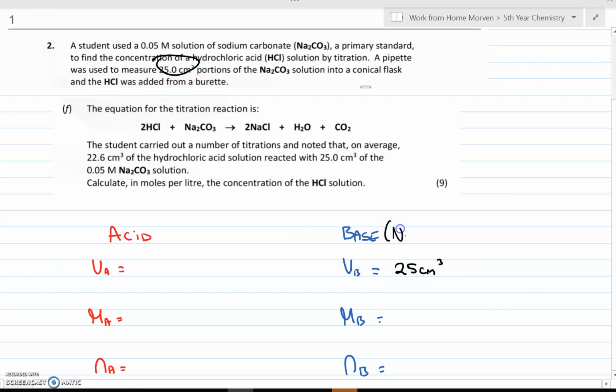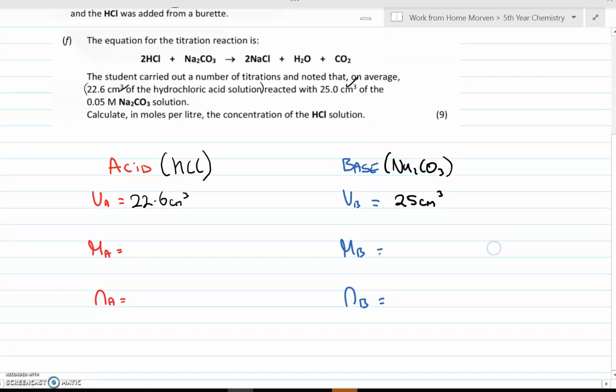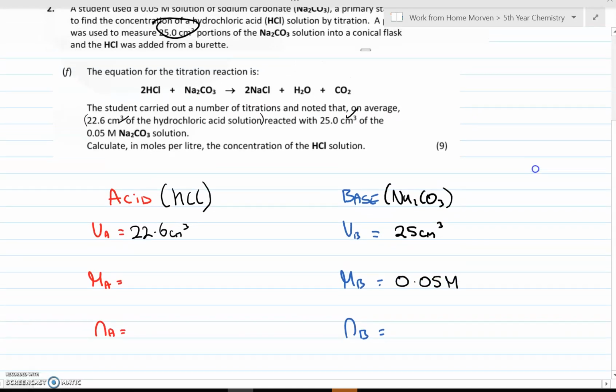Okay, remember, Na2CO3 is our base and HCl is our acid. So with that done, the student carried out a number of titrations and noted that on average 22.6 centimeters cubed of hydrochloric acid solution was needed. There's your volume of your acid. So 22.6 centimeters cubed. Okay, so that bit is done. And then the reaction: 25 centimeters cubed, we had 25 done already, of the 0.05 molar Na2CO3. That is the strength of the base, 0.05 moles. That's how strong it is.